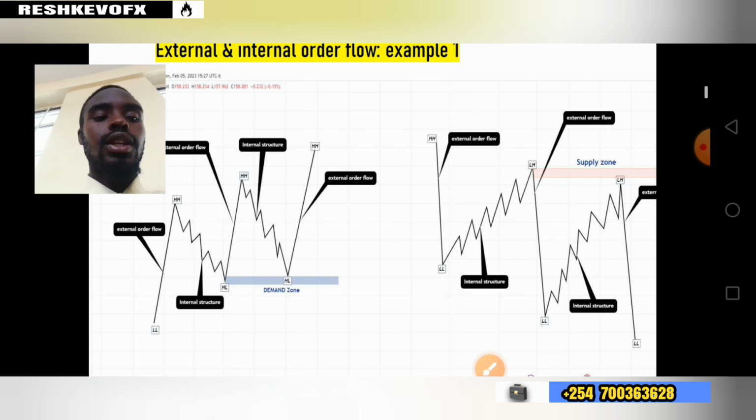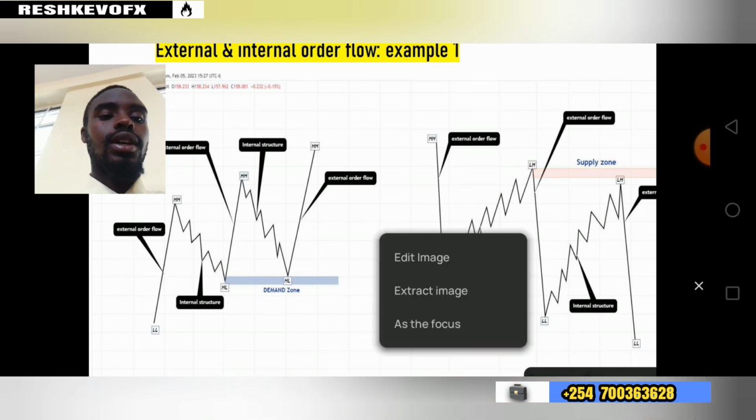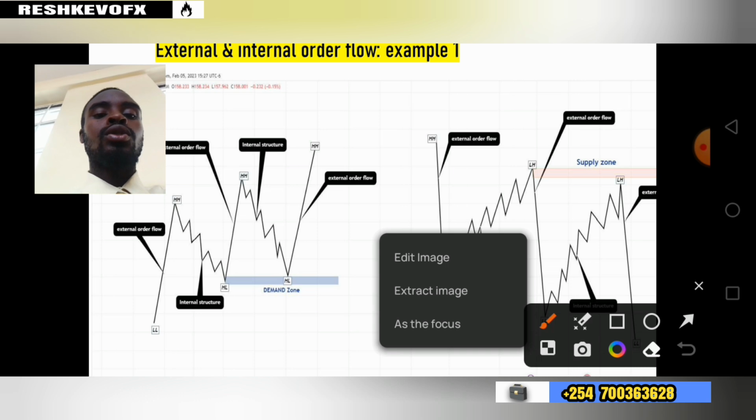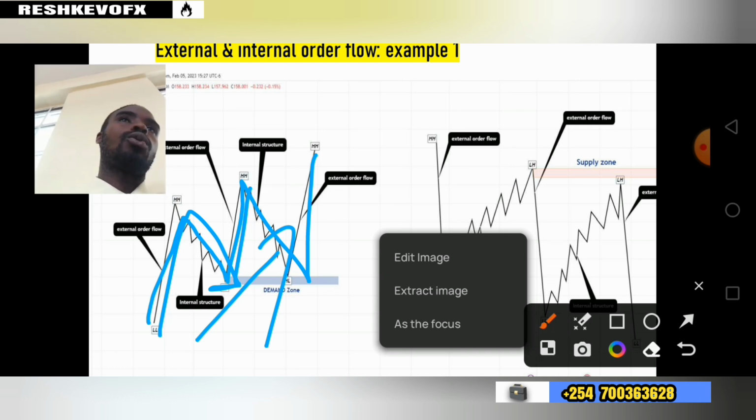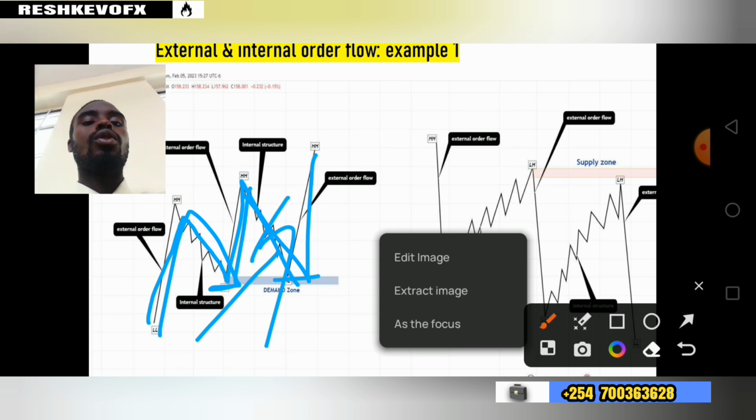Here is an example. This is an external order flow, and then the correction. So this is an up move. If you are trading with the trend, we tap here, this is the external order flow. This is now the internal order flow where there are corrections. We call this one corrections. This is now the inducement, that is the move.